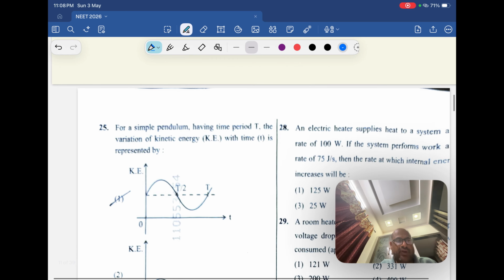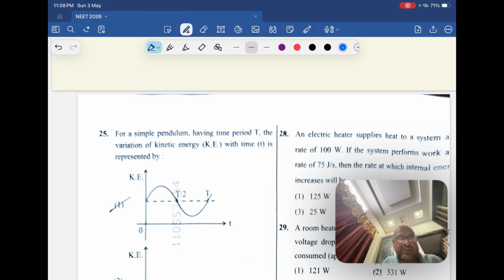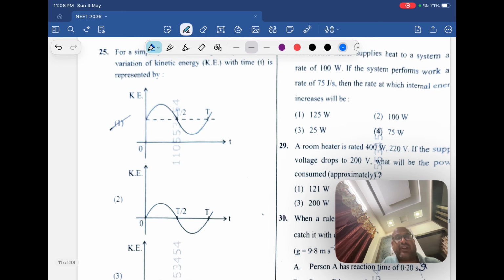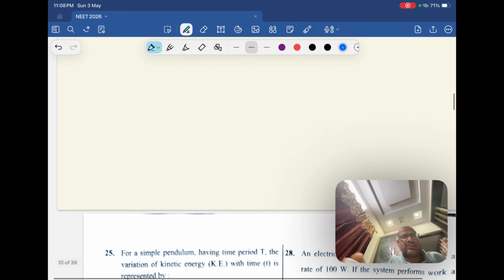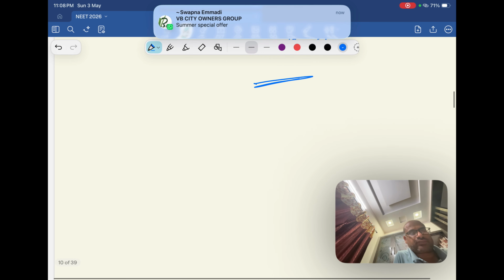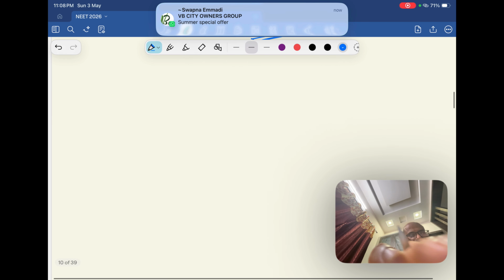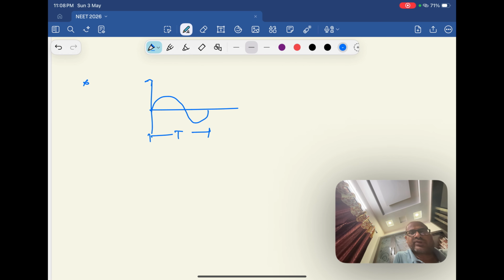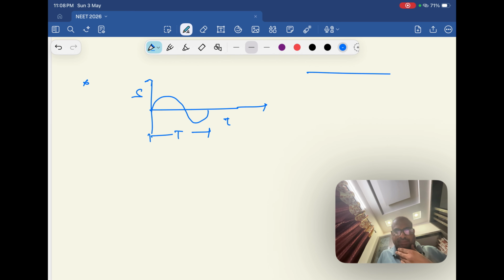So next here, for a simple pendulum having time period T, the variation of kinetic energy with time t is represented. Okay, this question, the same way in JEE also, this question repeated, frequency is asked. So if you consider a simple pendulum, the time taken for one complete oscillation we call the time period, isn't it? So displacement versus time graph, if you draw here like this. And moreover in case of simple pendulum, if you observe, when you pull the bob aside and leave it, it starts performing oscillations.